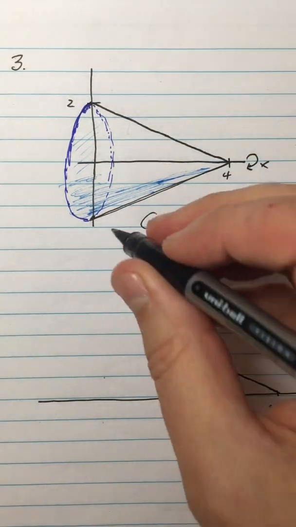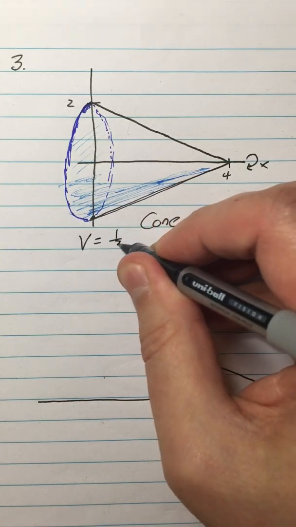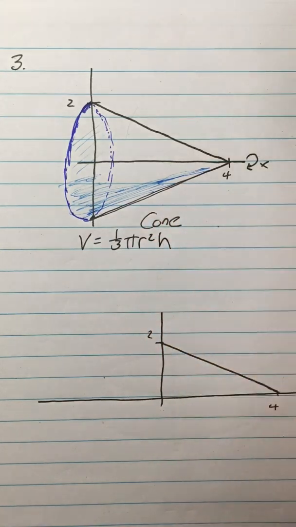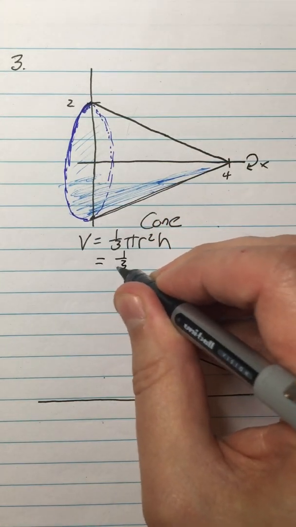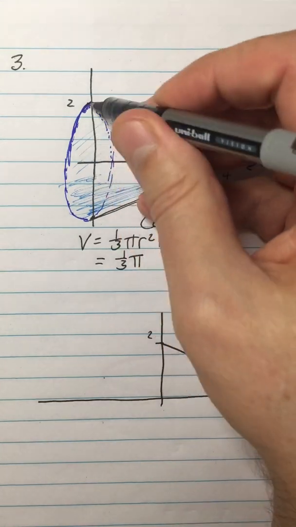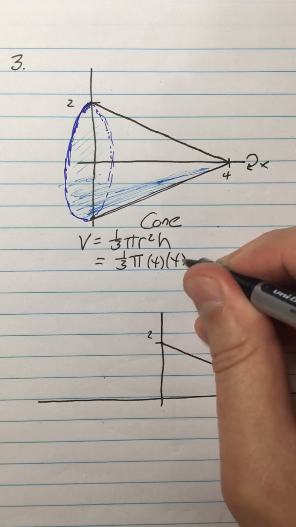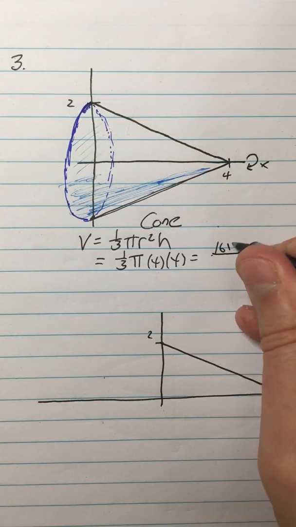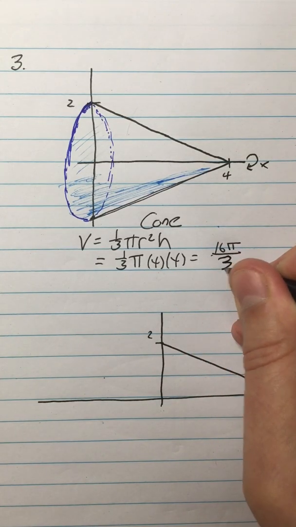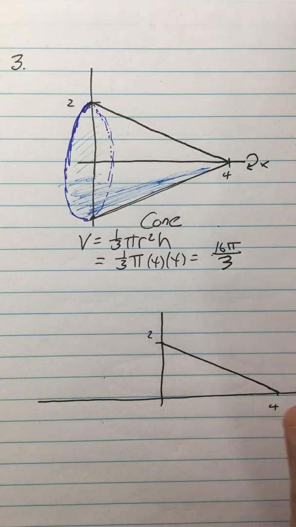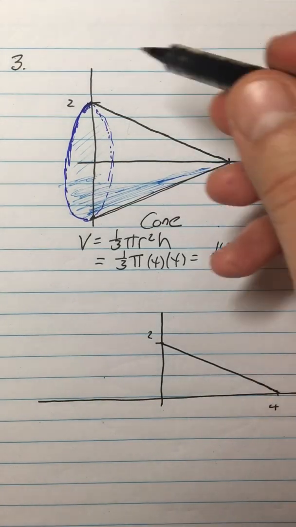All right, and so the volume of the cone we know is 1/3 pi r squared h. So that is 1/3 pi. The radius is 2, so that's 4, times 4, so I got 16 pi over 3 for my volume. All right, that's that one. So that's rotated around the x-axis.